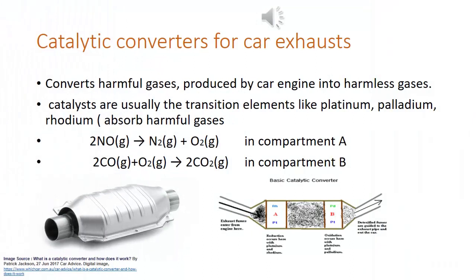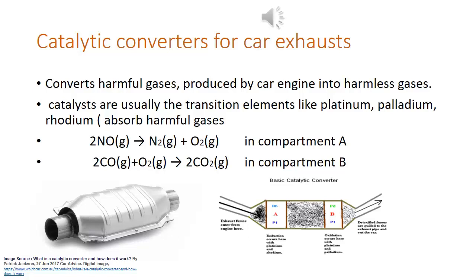Let's see about catalytic converters for car exhaust. From the name itself, it is understood that a catalyst converts, and it is installed in the car exhaust. In modern cars, these catalytic converters are fixed. What is the use of this catalytic converter? They convert harmful gases produced by the car engine into harmless gases. What are the harmful gases produced by the car engine? We saw in the previous lesson. What is that? Carbon monoxide, nitrogen oxides.